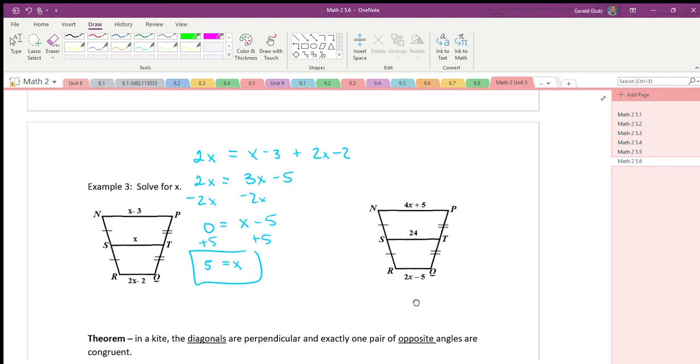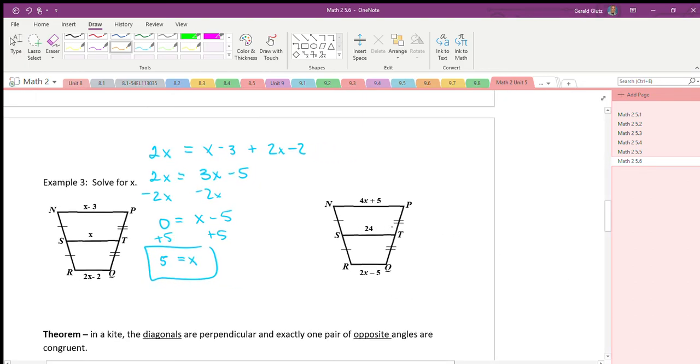Again, if we know the midsegment, I can multiply that times 2. So 2 times 24 in this case, and that's going to equal the two bases added together. So 4x plus 5 is one base. The other base is 2x minus 5. 2 times 24 is 48, and then I'm going to combine like terms on the right side. So 4x and 2x is 6x. And 5 minus 5 is 0. So divide both sides by 6, and I get x equals 8.